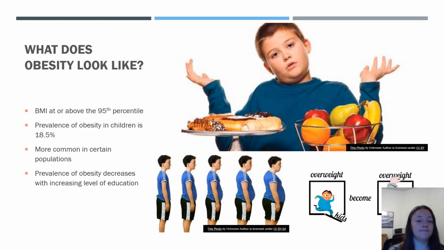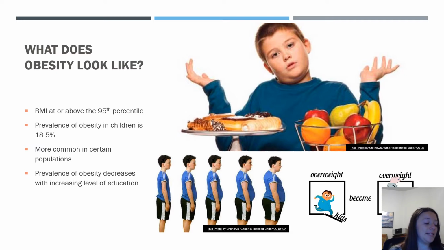So let's get started. What does childhood obesity look like? Obesity is defined as a body mass index at or above the 95th percentile that the CDC determines, and it is also sex-specific BMI for age growth charts for children. It's a little bit different than adults, where adults just use the BMI prevalence.